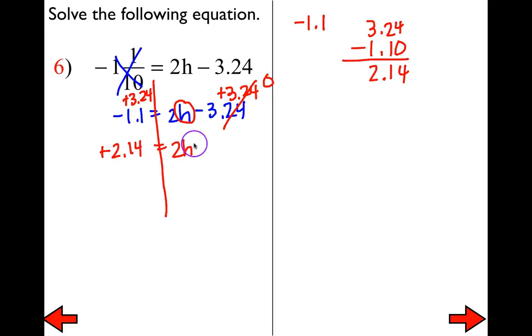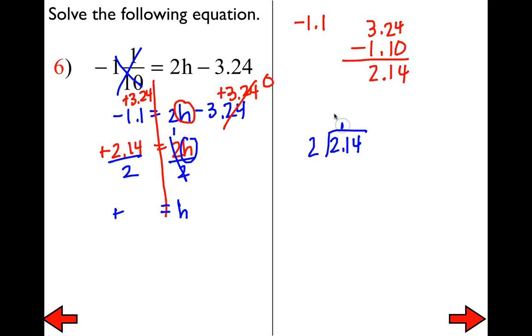But now, in order to isolate my variable, I need to get rid of this 2, the coefficient. This means 2 times h, so I must do the inverse, which is dividing by 2. These are multiplicative inverses, making 1. 1 times h is just h. Now here, a positive divided by a positive is a positive. I'm going to have to do some side work. 2.1400 divided by 2.